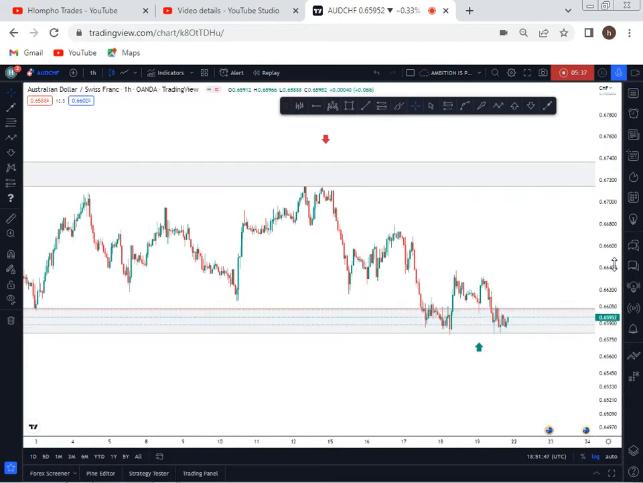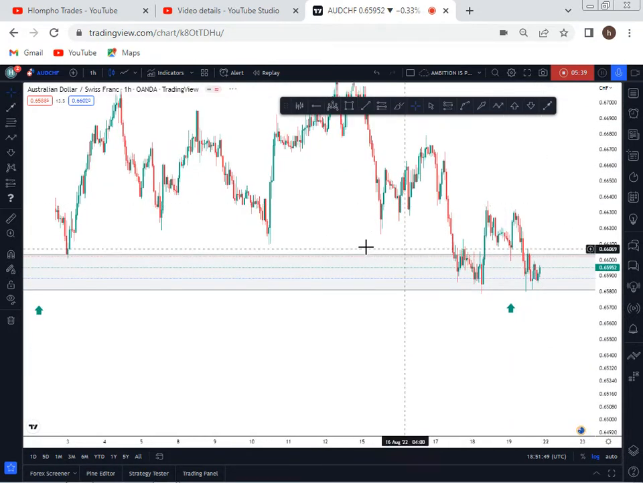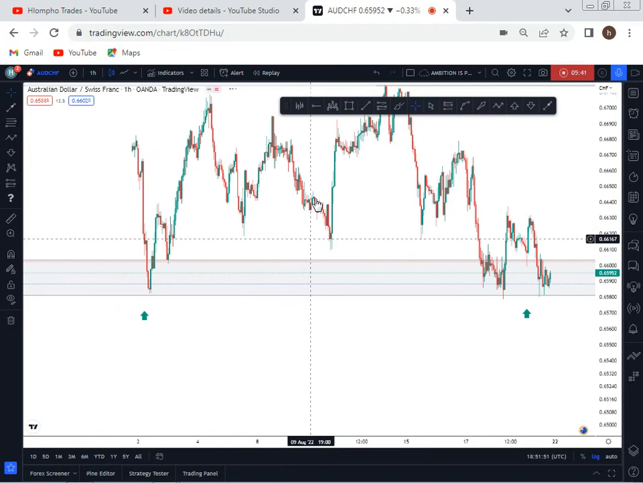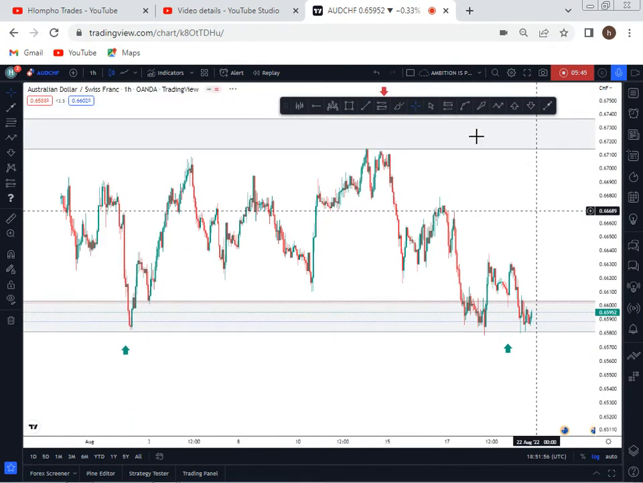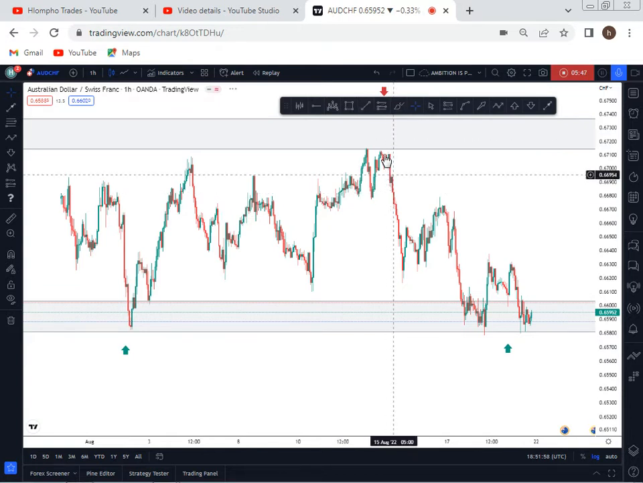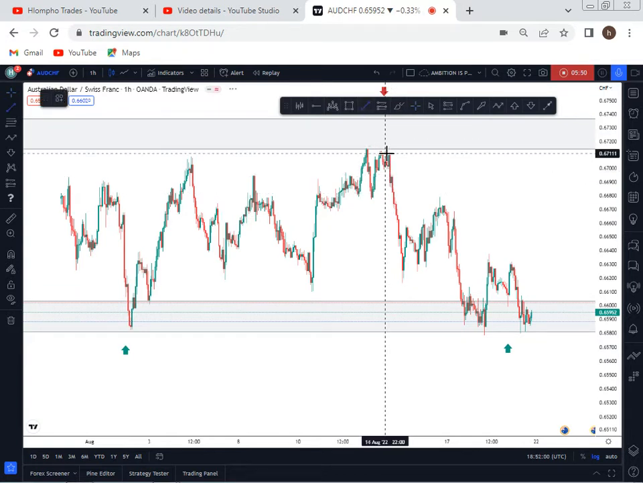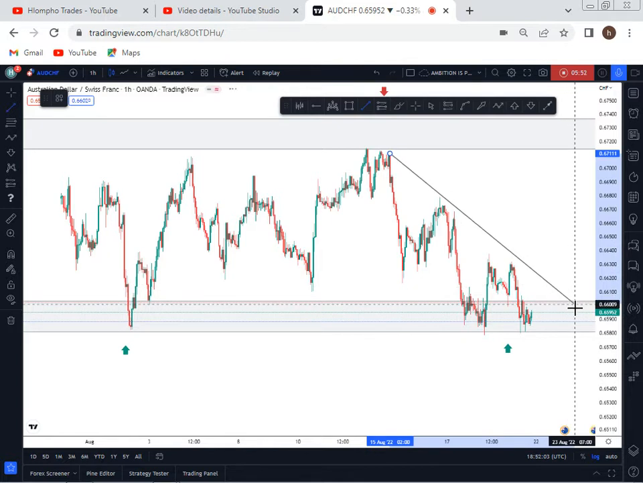We have to move to at least an hour time frame, H1 time frame, ladies and gentlemen. So this is how we're going to analyze it.